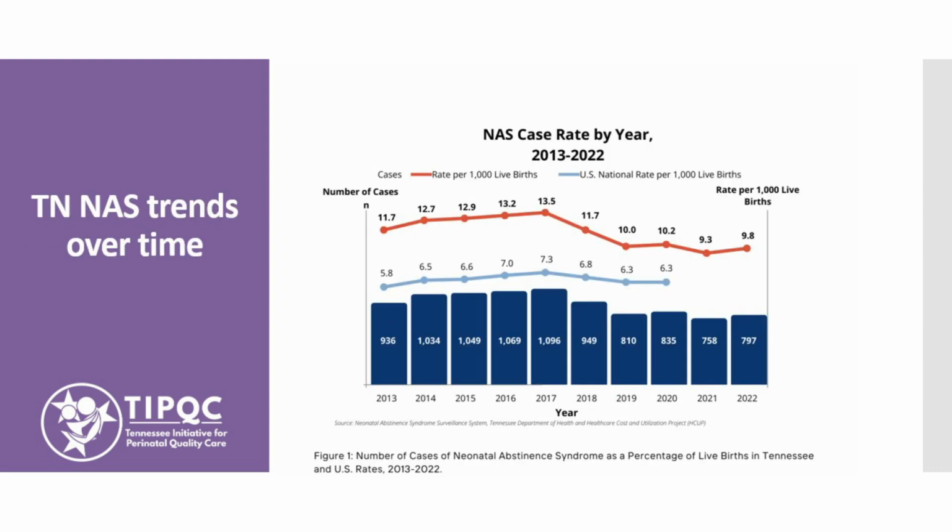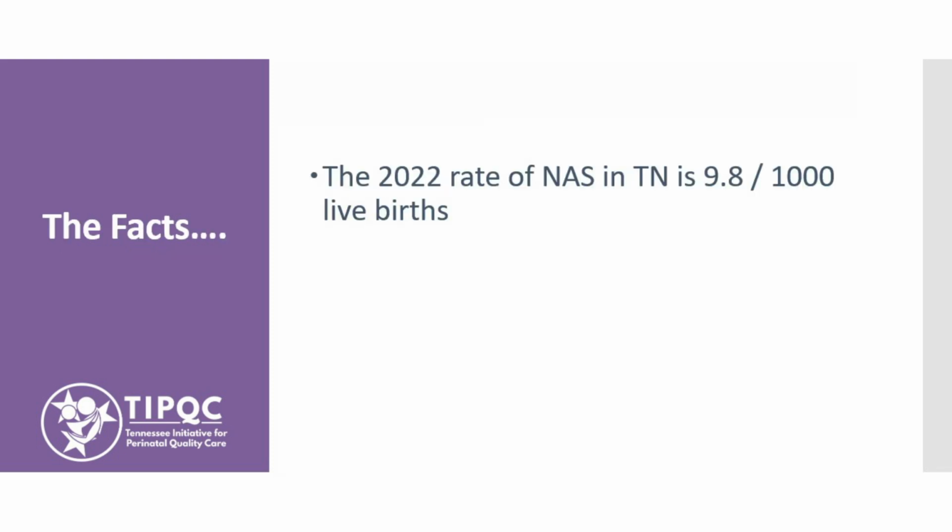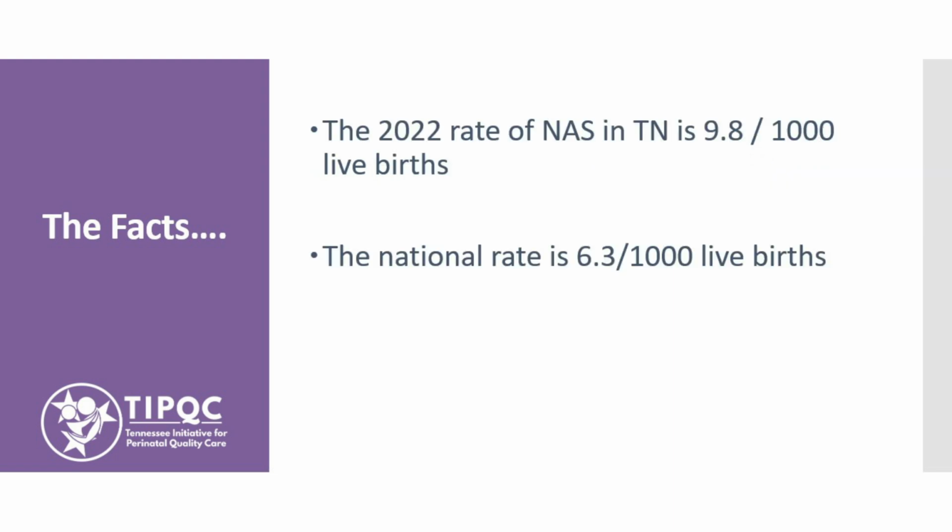Same with NAS trends, and so this is the NAS trends for Tennessee Department of Health. It has been a reportable disease in Tennessee since 2013. This data does not include the number of infants who are opioid exposed but do not meet the clinical definition for NAS or NOWS. So what do we learn from that? The 2022 rate of NAS in Tennessee is 9.8 per 1,000 live births, whereas the national rate is 6.3 per 1,000 live births. So we're still far outpacing the national rate.